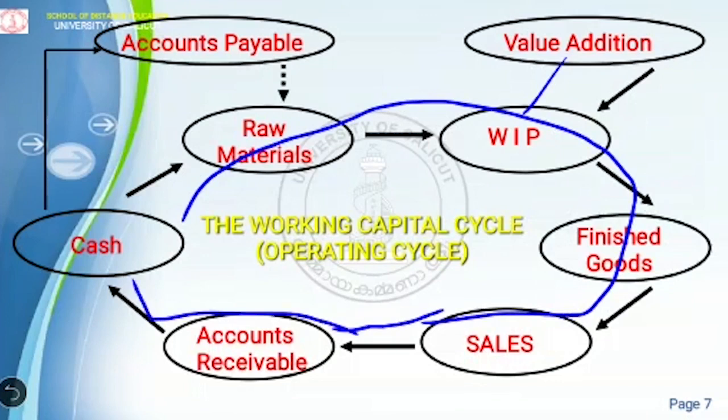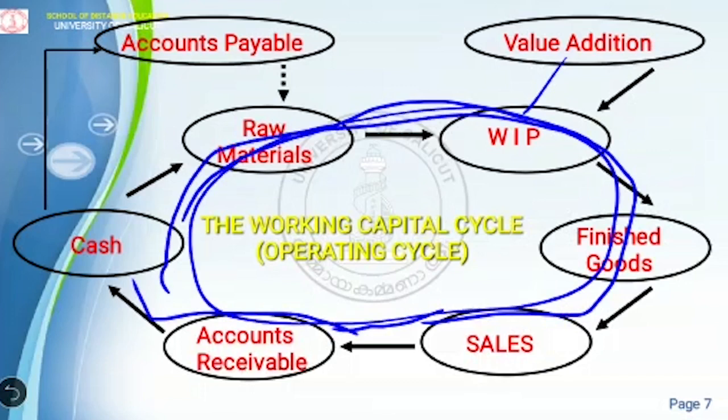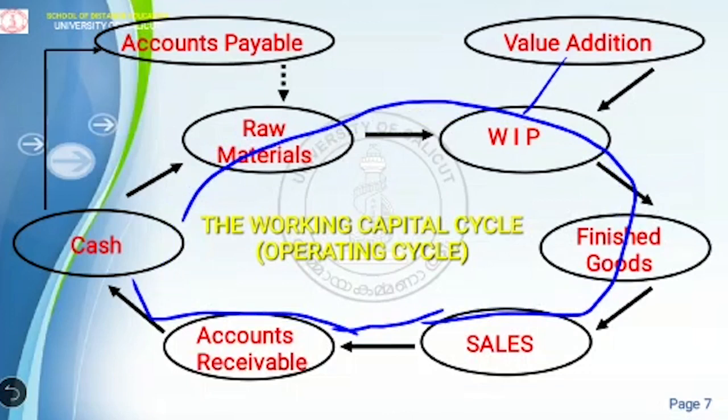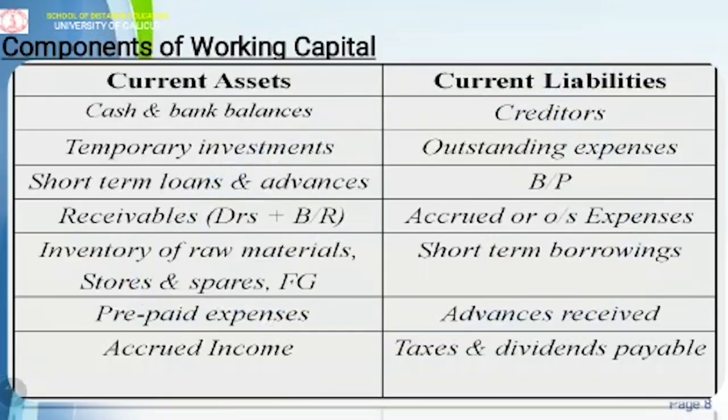So the concept of operating cycle is the flow from cash to raw material to work in progress to finished goods, then the finished goods are sold, then we get accounts receivable or debtors. These debtors should be realized into cash, then we continue this process. The period of converting cash into raw material, then finished goods, sales and again cash is called the operating cycle or working capital cycle.